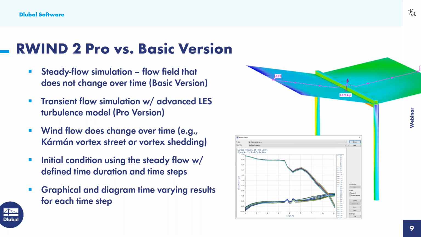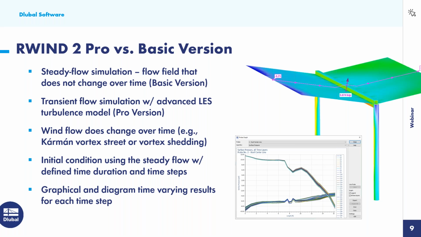With the Pro version, we now have introduced the transient flow simulation with advanced LES turbulence model. So with the Pro, you'll have the option to run the transient flow or the steady flow. And we know that wind flow actually does change over time. A few examples of this are the Kármán vortex street or vortex shedding. So now with this transient flow, we can consider these types of scenarios.